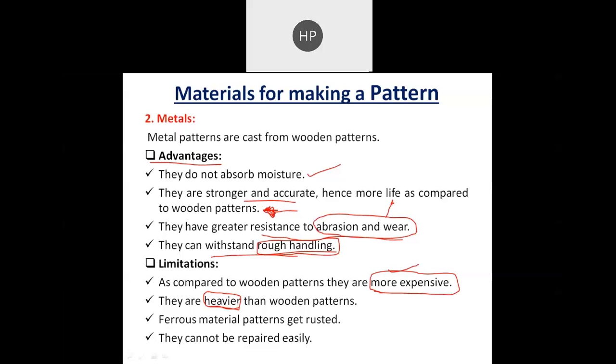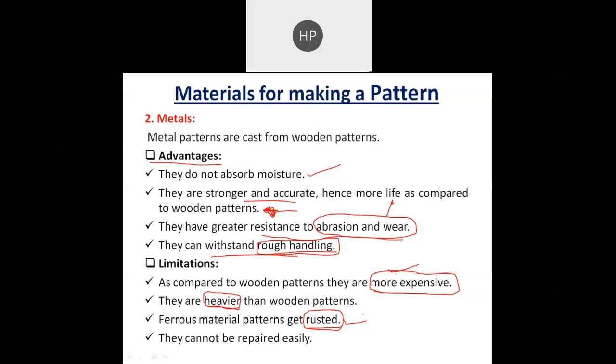manufacturing of this pattern. Then ferrous material patterns get rusted. That is one major disadvantage because of this oxidation and corrosion. All these ferrous materials get a certain amount of corrosion on the surface, so in that case we just lose our outer surface because of this oxidation process, so its shape and size will change. And again, why does this ferrous material get rusted?